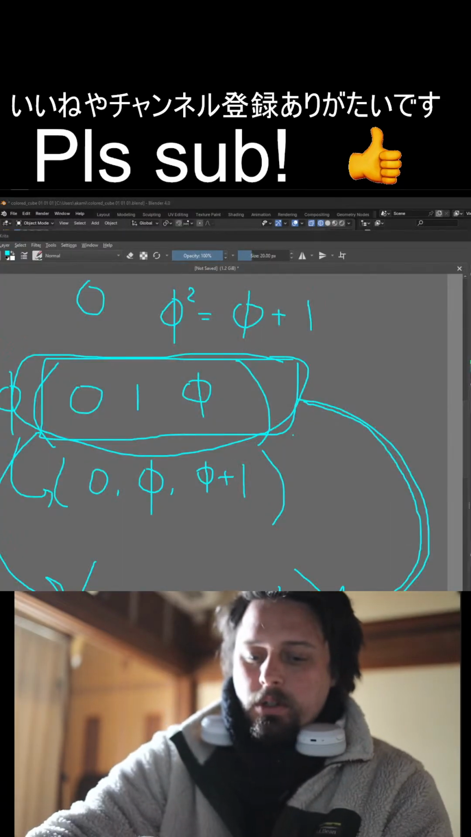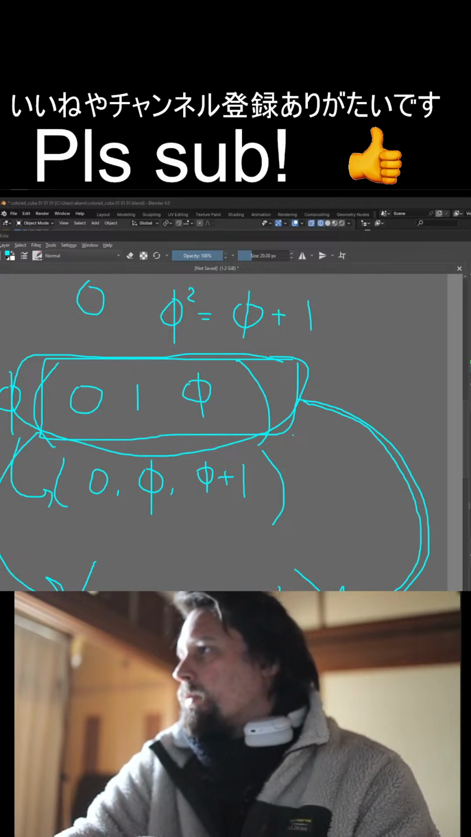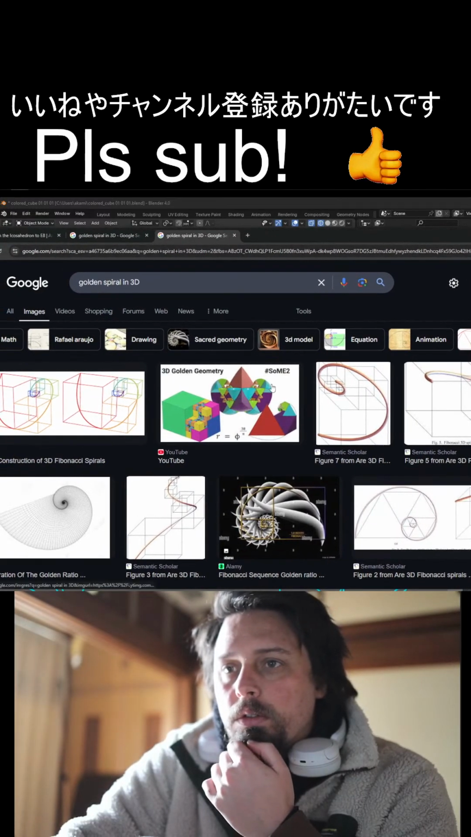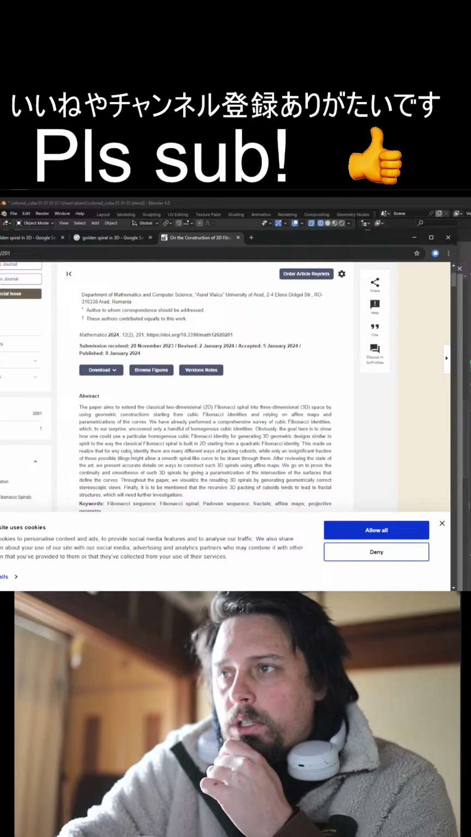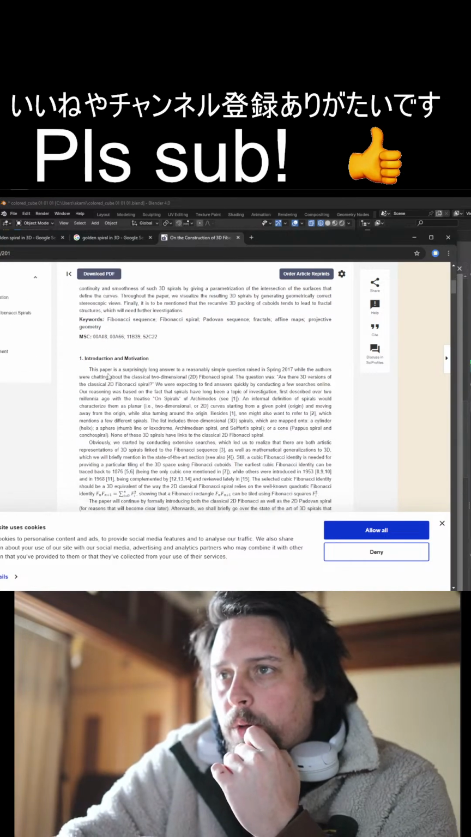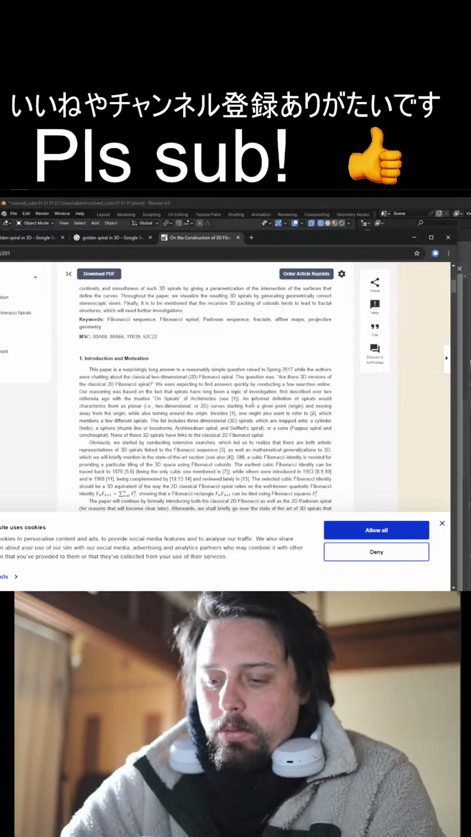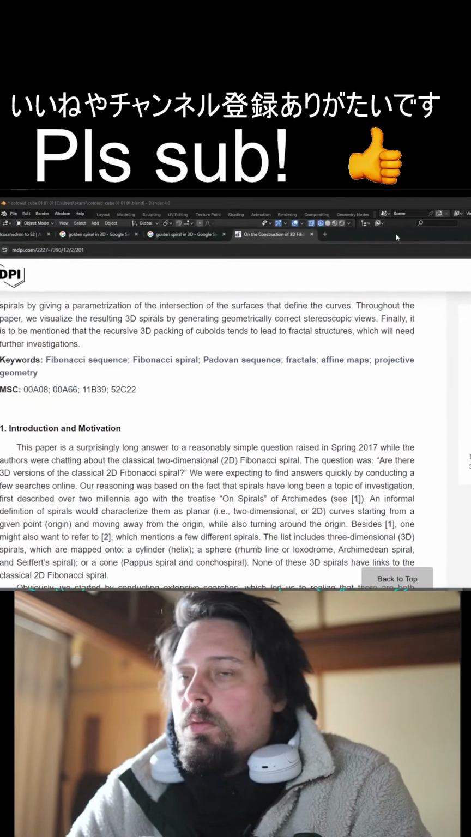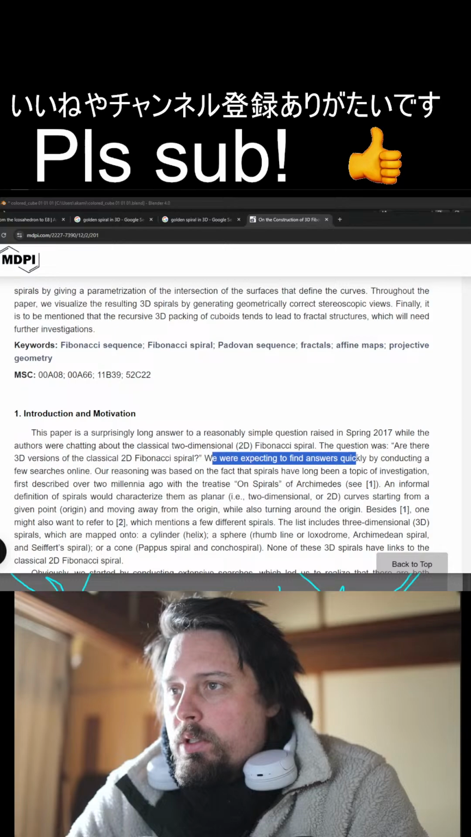Let me Google golden spiral in 3 dimensions. Anything going to come up? Now, maybe I'm wrong. Maybe it doesn't make that. Yeah, it looks like there's stuff. There's a bunch of stuff. On the construction of 3D Fibonacci spirals. Let's have a look. Here is a surprisingly long answer to a reasonably simple question, raised in spring 2017. I know this is small. Question 1 is, are there 3D versions of the classical 2D Fibonacci spiral? We're expecting to find answers quickly by conducting a few searches online.